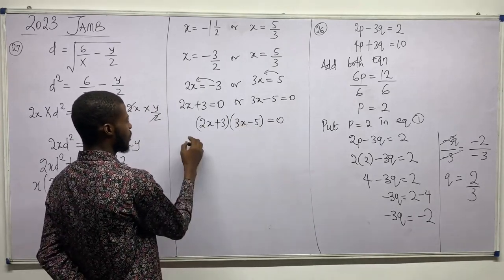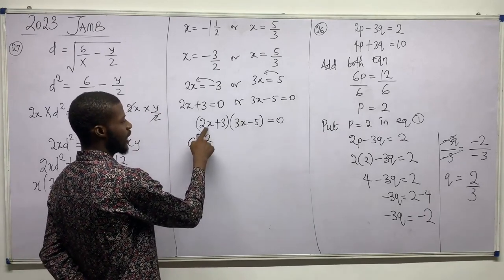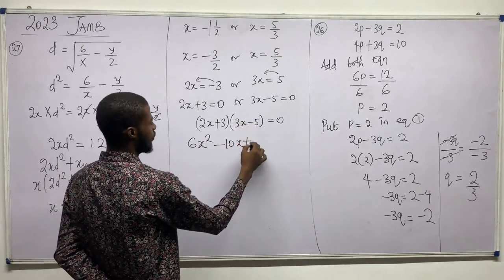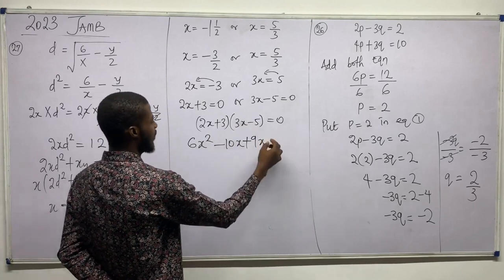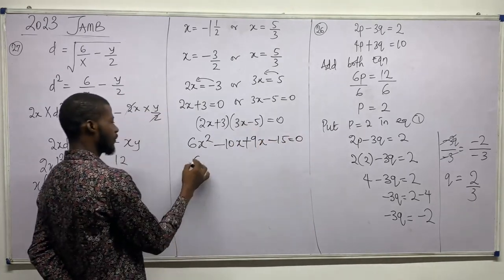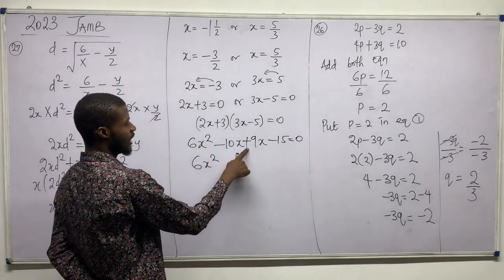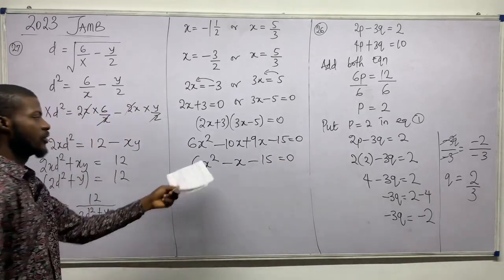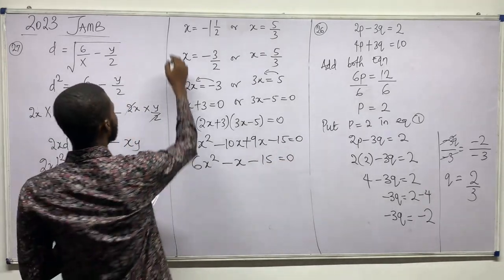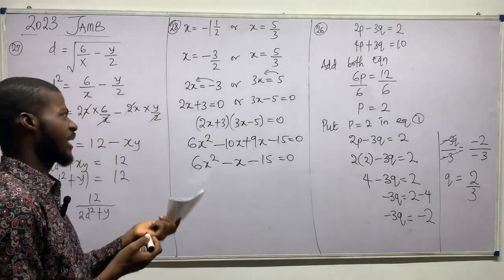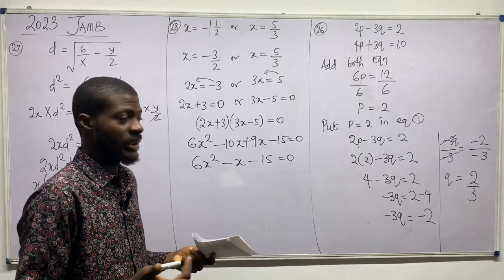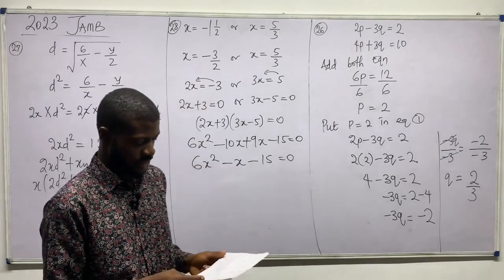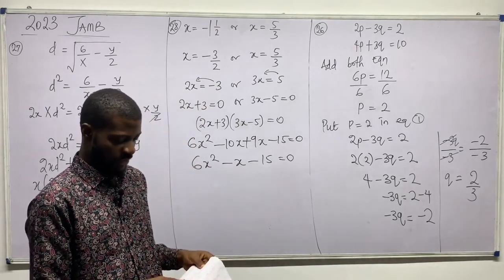2x times 3x will give us 6x squared. 2x times minus 5 is minus 10x. 3 times 3x has to give me plus 9x. 3 times minus 5 is minus 15, equal to 0. Now this is 6x squared, minus 10x plus 9x has to give us minus x, minus 15, equal to 0. So this will become the final answer to that very question. So I think I kind of like this method. You know, there's another method that says x squared minus sum of roots bracket x plus product of roots. But I do not like using that method.